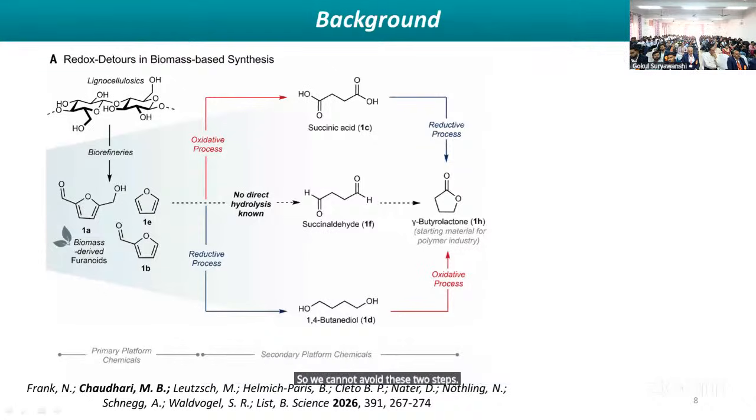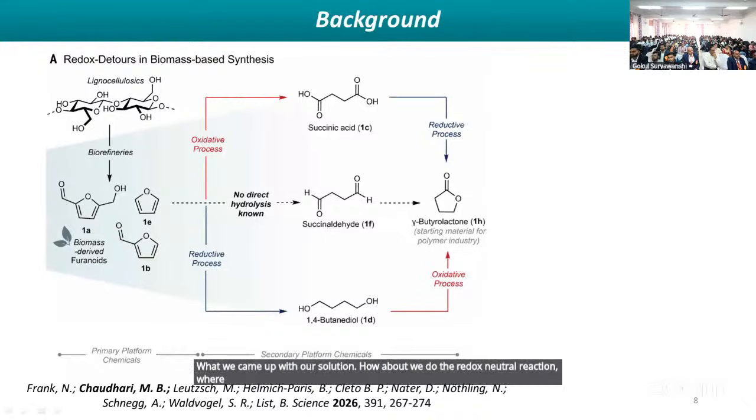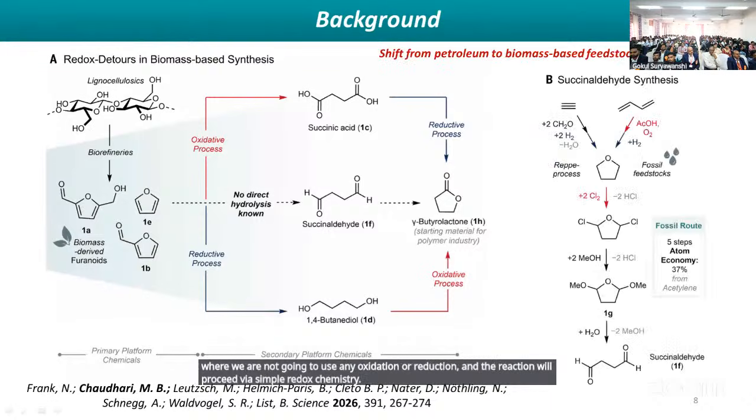So for that reason, we came up with our solution: how about we do a redox-neutral reaction, where we are not going to use any oxidation or reduction, and the reaction will proceed via simple redox chemistry.